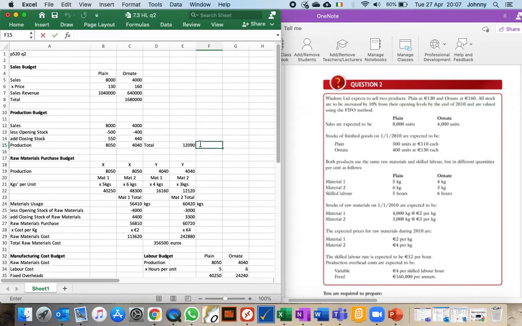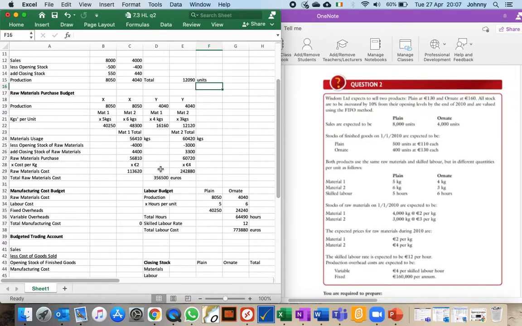I'm just going to type in here units that we're going to make, and then from that we've produced our raw materials purchase budget, and we have a key number here. That's the total raw materials cost. That's when I spend all my raw materials. So when I go and do my manufacturing cost budget, my raw material cost, that number is going to appear in here. I'll do my labor cost budget.